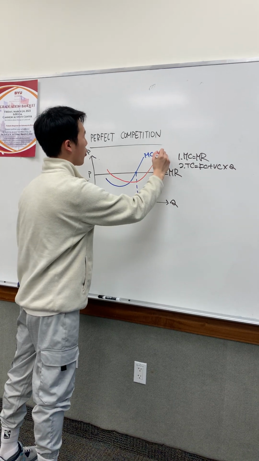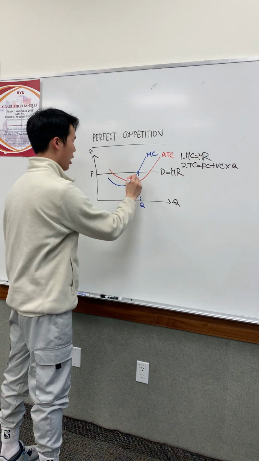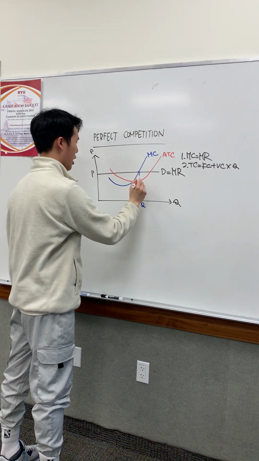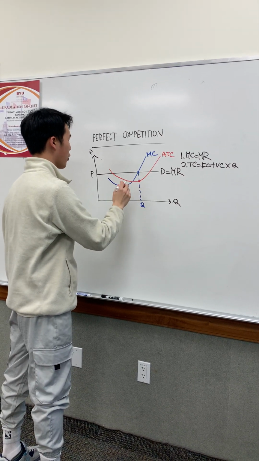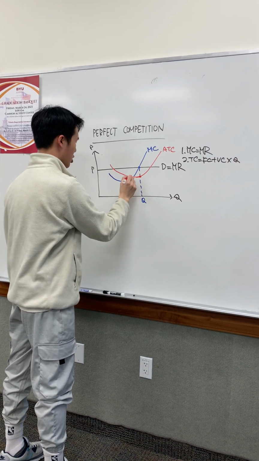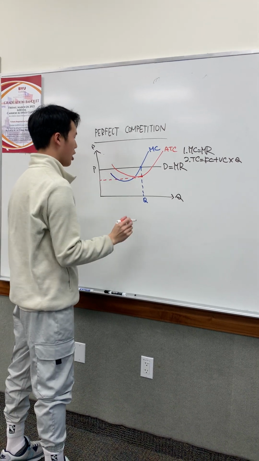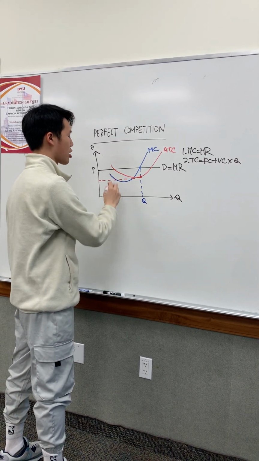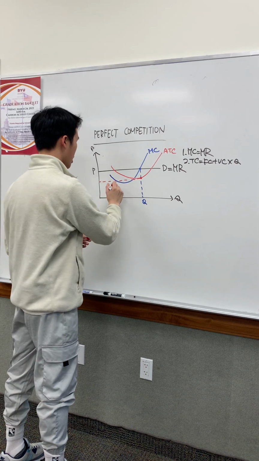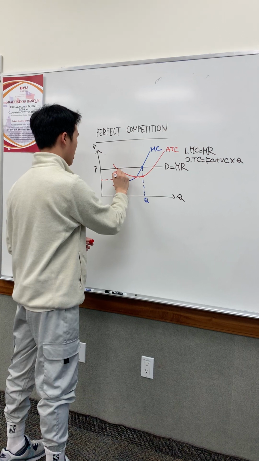And the curve will look like this, the average total cost. At this point, at the same quantity level, if we just point out to the side all the way to the price, we'll define two sections. This is the total cost, and this is going to be the profit.